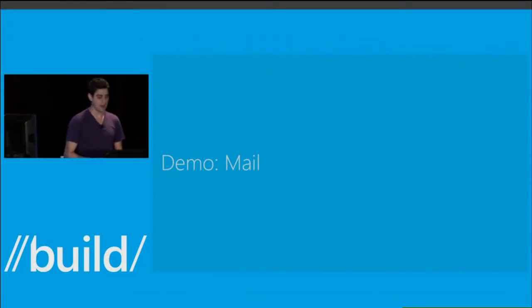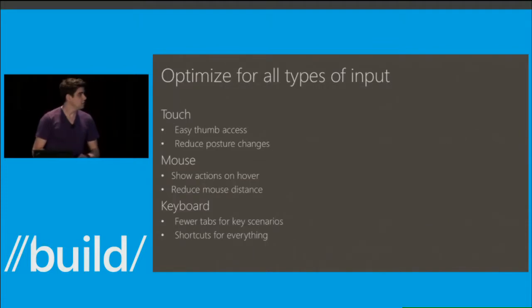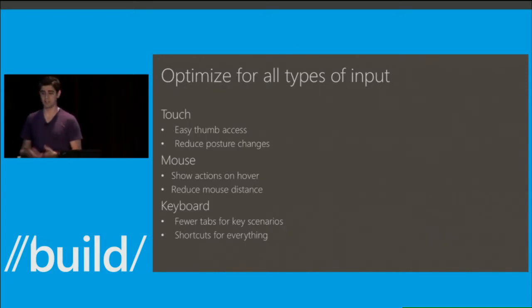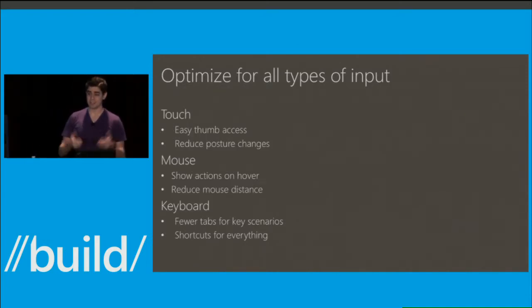So that's a little bit about what we're looking at for Mail in 8.1. And a lot of this focus, again, was around being powerful on all device sizes. But part of that is not just the displays, it's also the input. So for touch, I talked about easy thumb access and reducing posture changes is something to think about in your design. For mouse, think about hover.